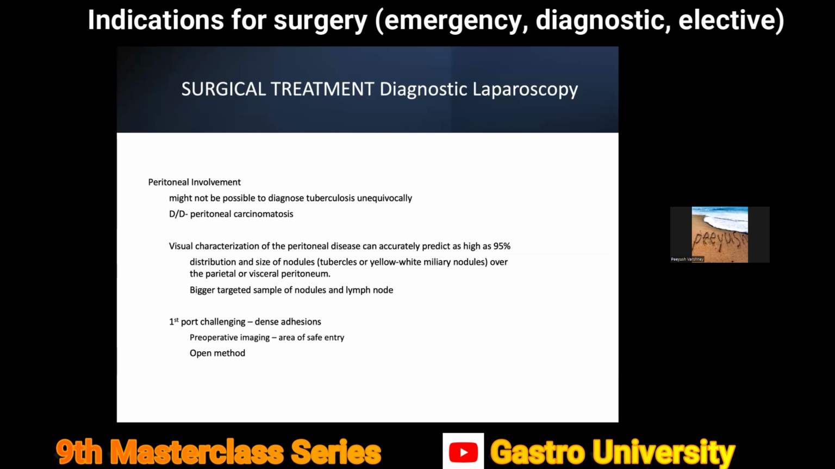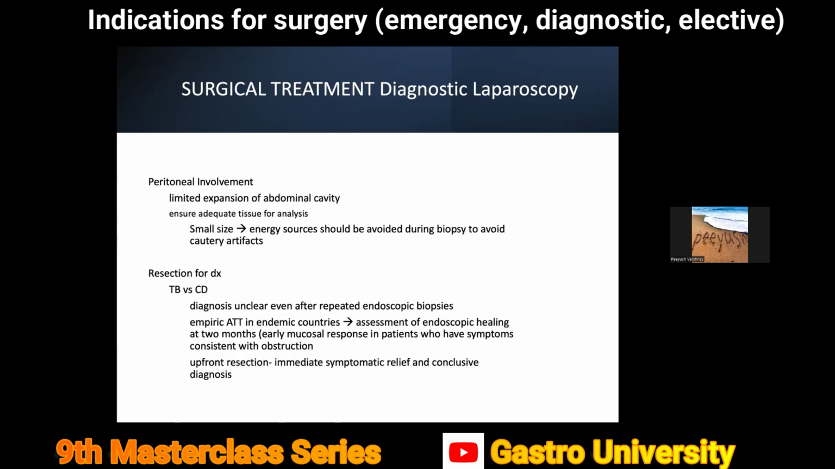In cases of peritoneal involvement, when we're not able to diagnose tuberculosis preoperatively, and we have a differential diagnosis of carcinomatosis, diagnostic laparoscopy may be required. And the visual characterization of the peritoneal disease can accurately predict in these cases, but usually the challenge is putting a first port. So either doing an open method or using thorough study of a preoperative imaging in the form of CT or MR to choose the right port of entry is usually helpful.